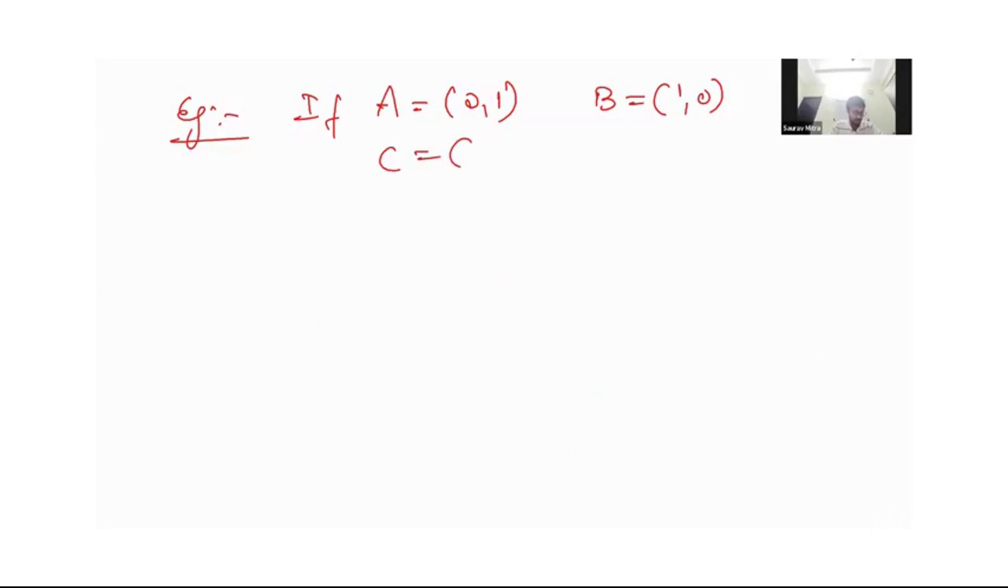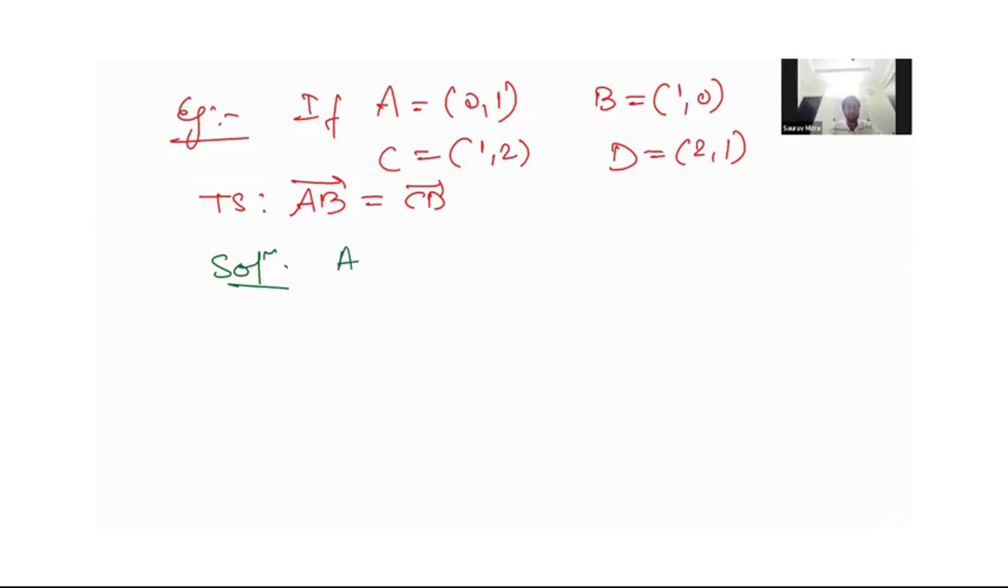Now let's discuss an example on position vector. If A is 0 comma 1, B is 1 comma 0, C is 1 comma 2, and D is 2 comma 1, show that AB vector equals CD vector. Clear?